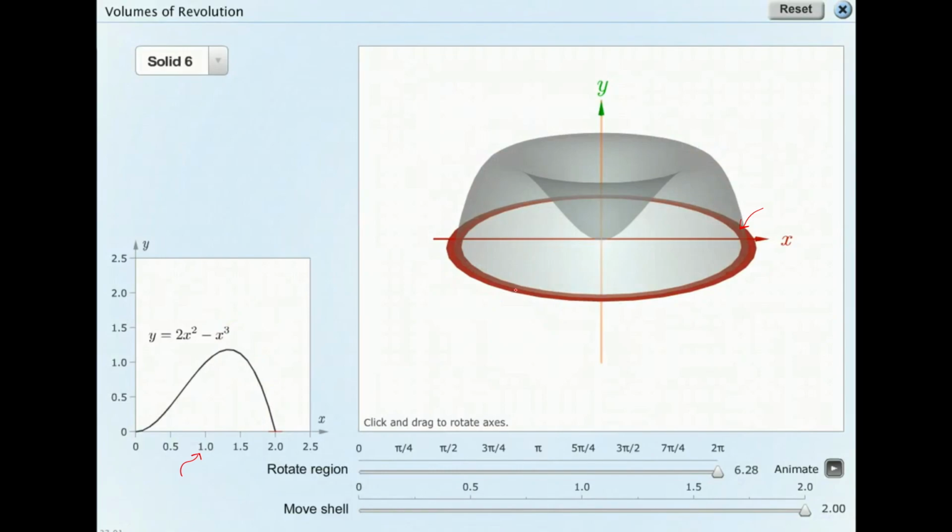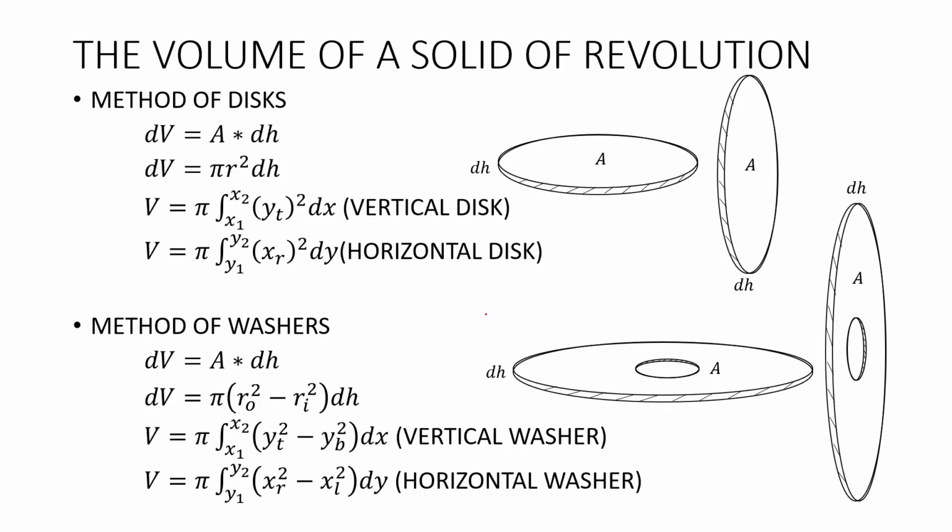Okay, so I hope that you got the idea on this topic. So for our formulas, let's start off with the method of disk. For the method of disk, these are the volumes that are generated if your area is within the axis, within a certain axis.